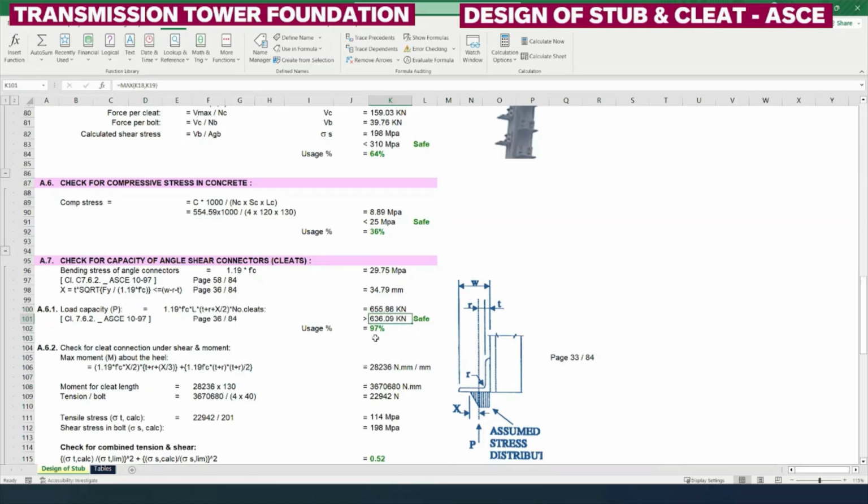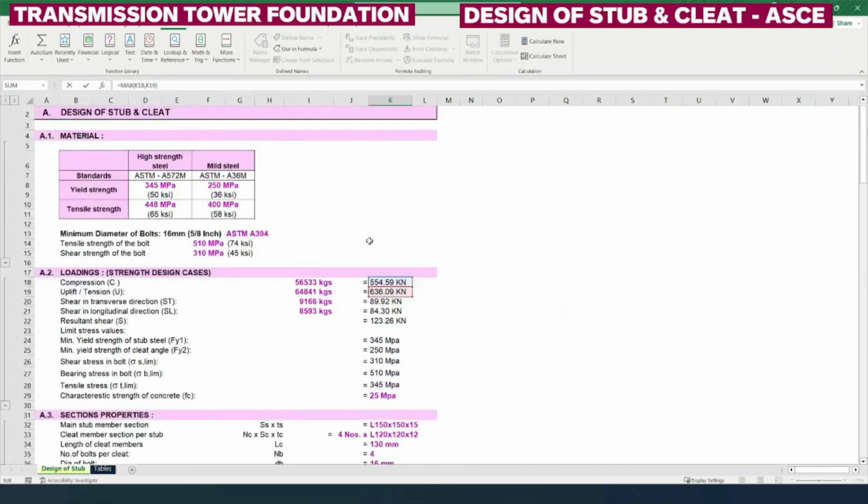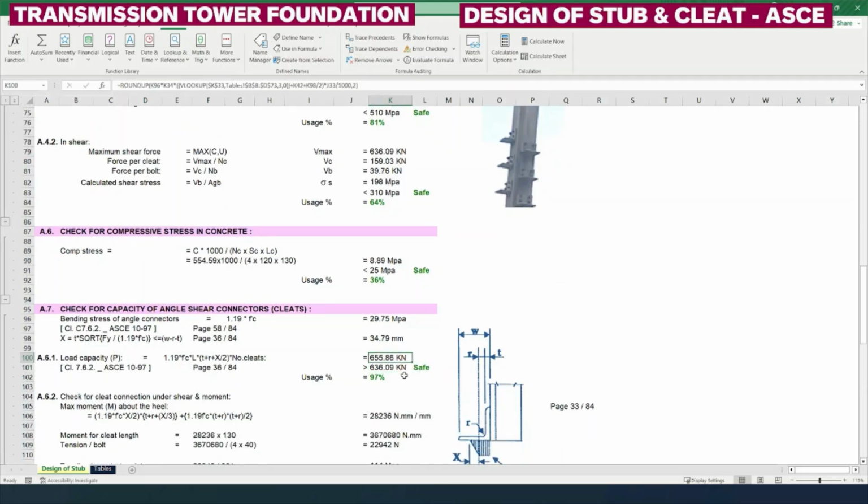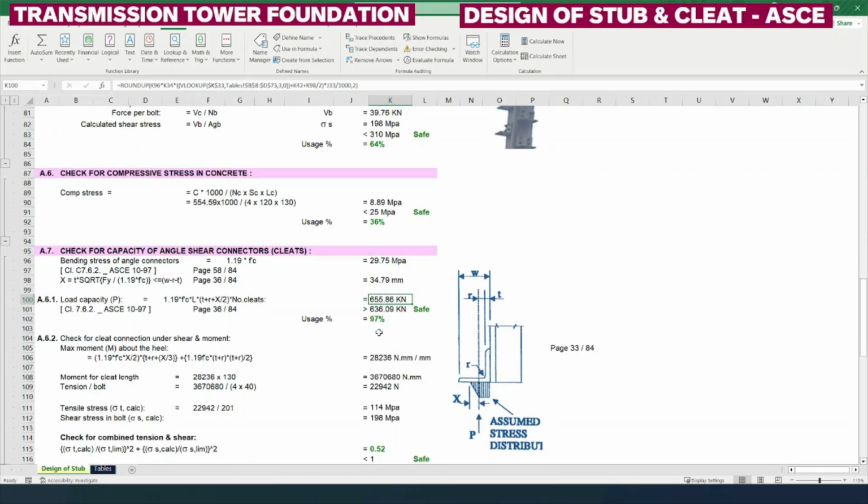The calculated structure value we can consider as the maximum of compression or uplift, which is 636.09 kilonewton, which is less than 655.86, the load bearing capacity of the entire cleat arrangement. So we can call it safe, but if you look into the usage factor, it is 97%, which is really marginal, very close to 100%.